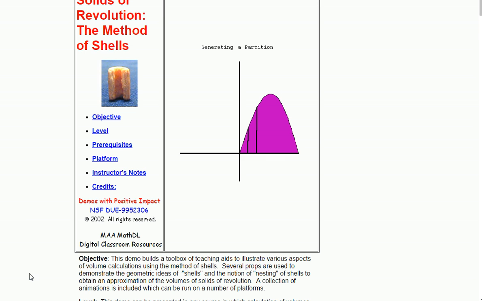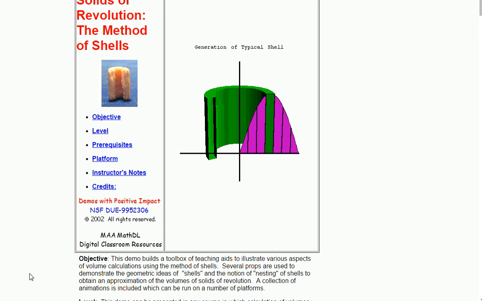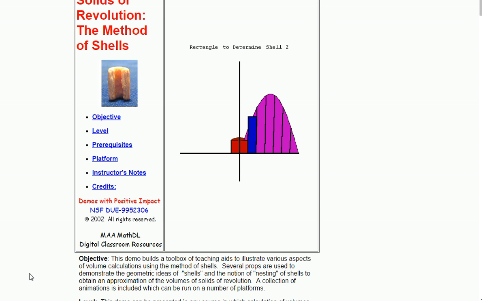So we start out with our basic curve and we draw little sample rectangles. This time though, we draw our sample rectangles parallel to the axis we're revolving around. As I rotate that sample rectangle around, I have created a shell. When we find the volume of the shell, it will be a little different than finding a washer. We'll talk about that in a second.